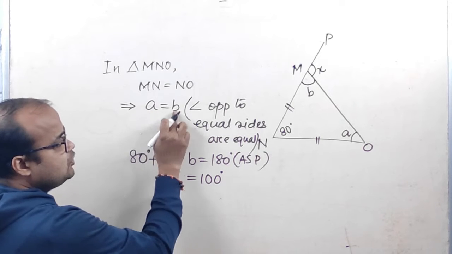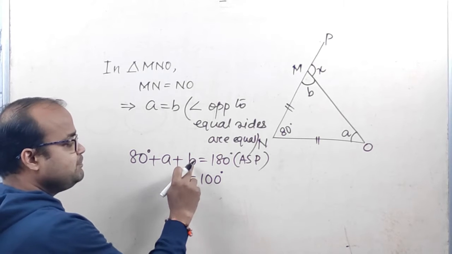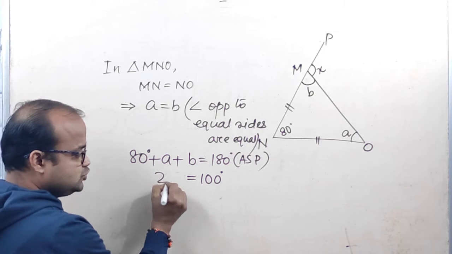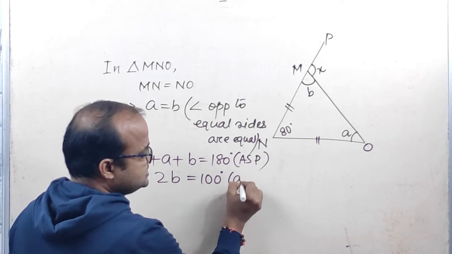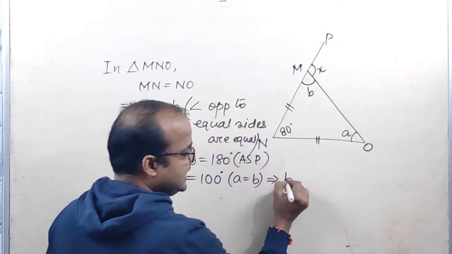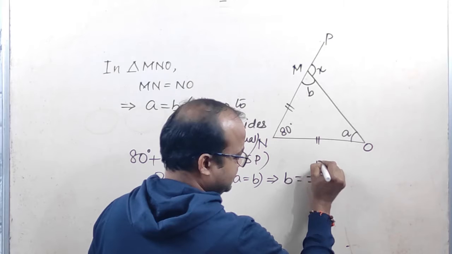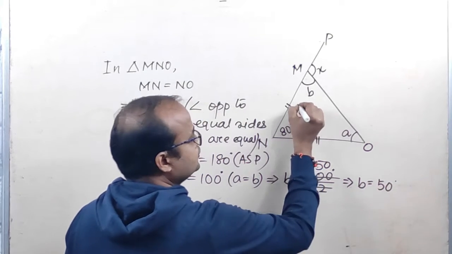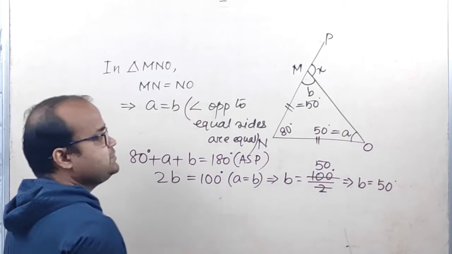And since A equals B, either you replace A by B or replace B by A. So you will get B plus B equals 2B. So 2B equals 100 degree since A equals B. So from here you will get B as 100 degree by 2. Therefore B equals 50 degree. So B equals 50, and therefore A is also equal to 50.